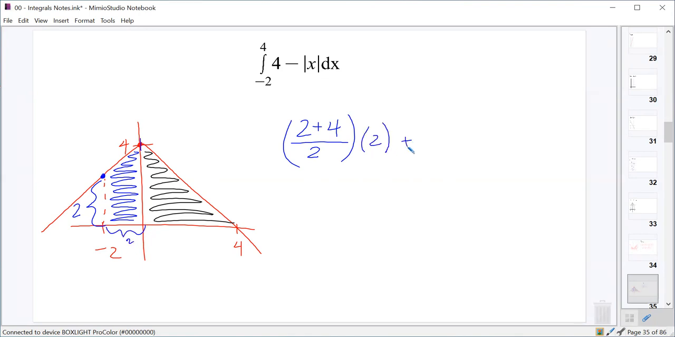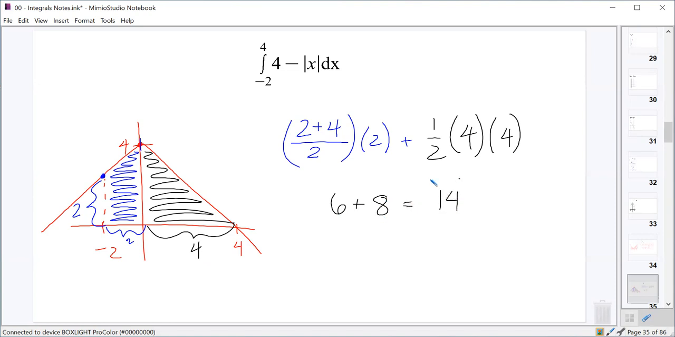And then we'll add to that the area in black of that triangle, which is 1/2 the base of 4, as we go from 0 to 4. And then the height is also 4 there. 4 times 4. Looks like we've got 6 over 2 is 3, times the 2 is 6. So we got 6 plus 1/2 of 16, which is 8, which gives us a value for this integral of 14. Once again, we don't need to be able to integrate absolute value.